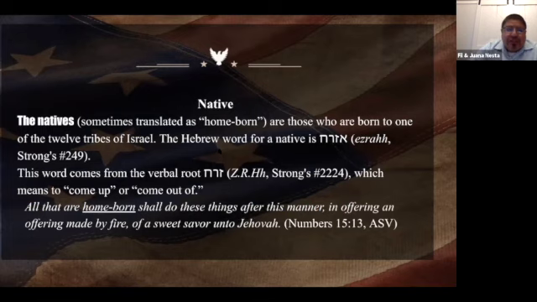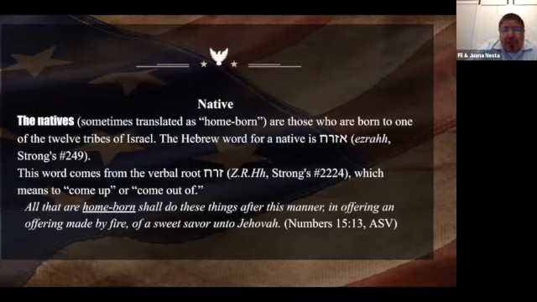So it is important for us to look at some definitions of some terms in the Old Testament. First of all, the native, the ezrach. This is a word that can be translated as homeborn. These are people that were born from the 12 tribes.